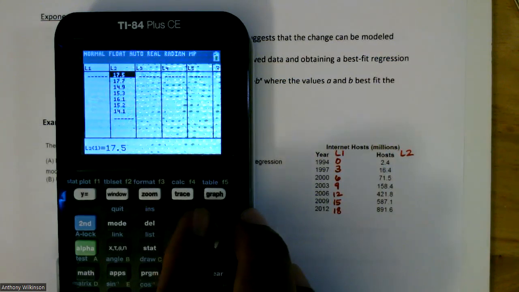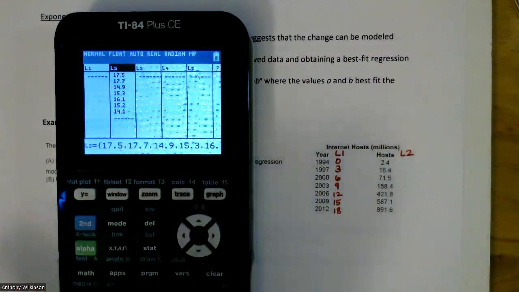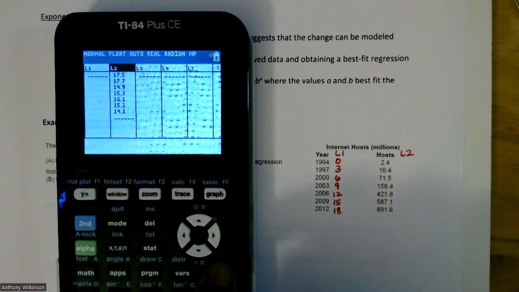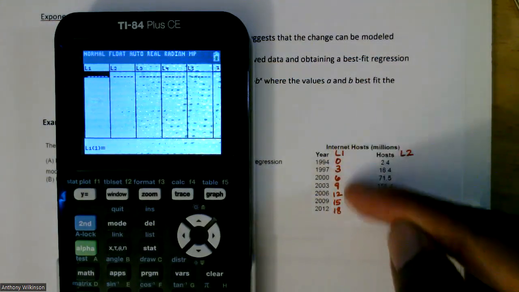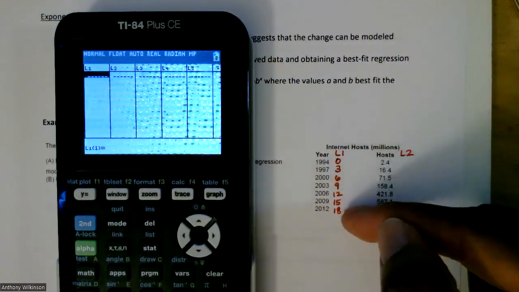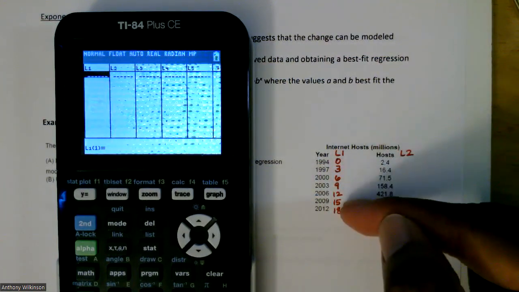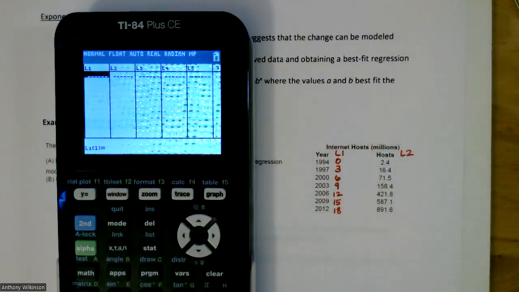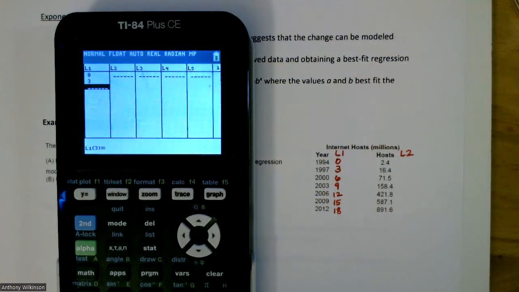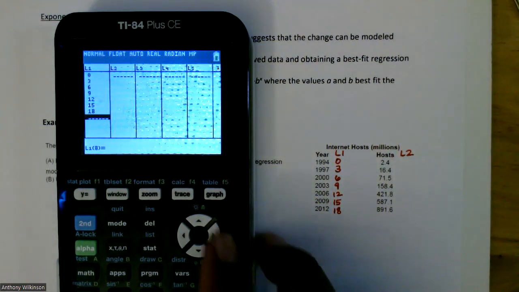Use my right arrow key to go over to L2. Use the up arrow key to highlight L2. Press clear and enter. Now I'm going to go back to L1 because in L1 I'm going to put in these numbers here, not the years, these numbers right here, because these represent X number of years after 1994. So the first one I put 0 and then enter. The next one will be 3, enter, 6, enter, 9, enter, 12, enter, 15, enter, 18, enter.